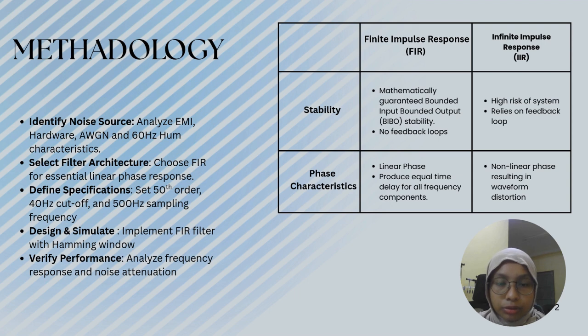There are two reasons why we choose FIR over IIR. The first is stability. The FIR filter relies exclusively on the feedforward path, so there are no feedback loops, and it mathematically guarantees bounded input, bounded output (BIBO) stability. And the second reason is the linear phase characteristic of FIR, which produces an equal time delay for all frequency components. So it also prevents the peak timing distortion or smearing of the sensitive PQRST complex.